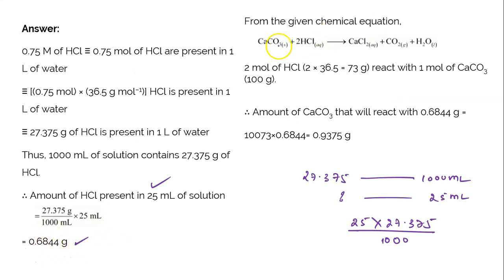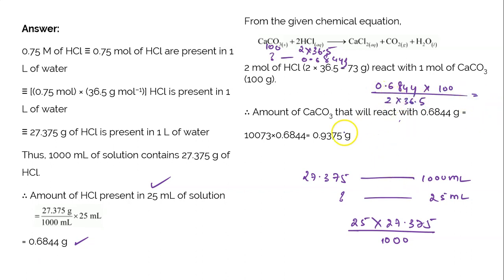Okay. Now according to the balanced chemical equation, 100 grams of calcium carbonate is reacting with 2 into 36.5 grams of HCl. So right now, how many grams of HCl do you have? You have 0.6844 grams. How many grams of calcium carbonate can react? You just got to cross multiply. When you cross multiply, it will be 0.6844 grams of HCl into 100 divided by 2 into 36.5.